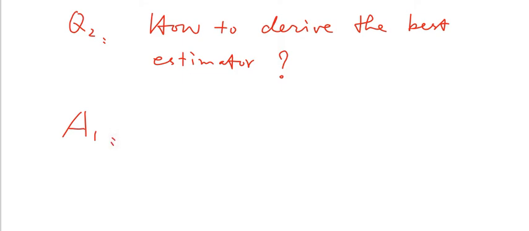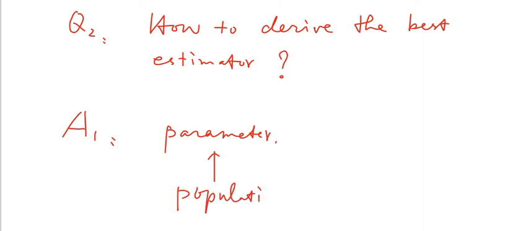First, suppose we want to estimate something. Something for the population we call a parameter. Anything from the population we call parameters. And anything from the sample, from the data, from those numbers, that we can define and get, we call a statistic.